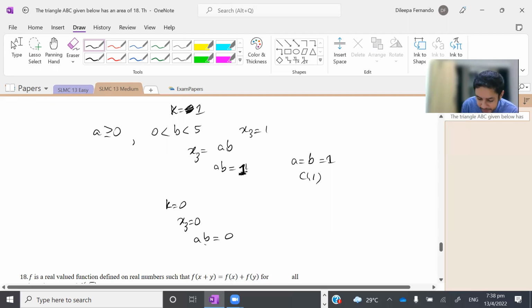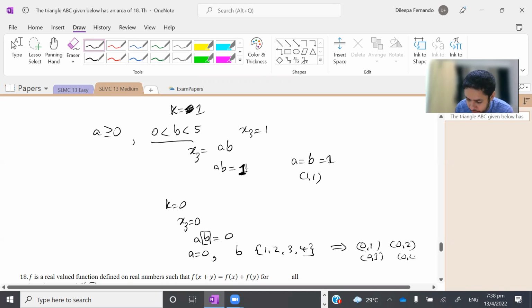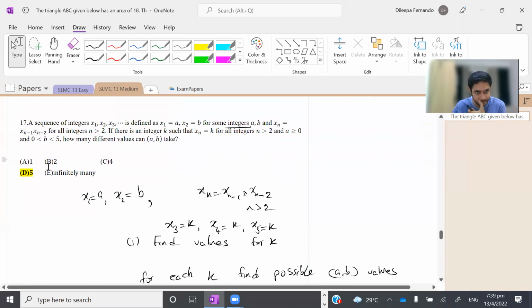And we know that b cannot be 0. B is in this positive range, and only a can be 0. And b can be anything within this range: 1, 2, 3, 4. So there are 4 possible values: (0,1), (0,2), (0,3), (0,4). So we have one value from here, 4 values from here. That means we have altogether 5 values. The answer is 5.